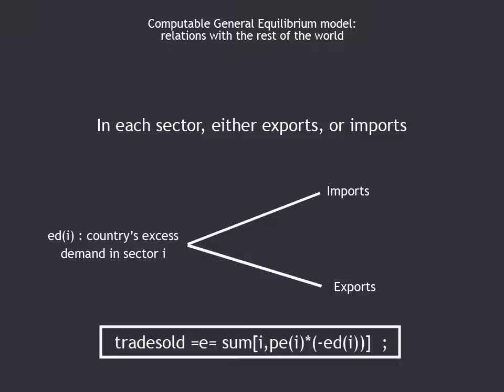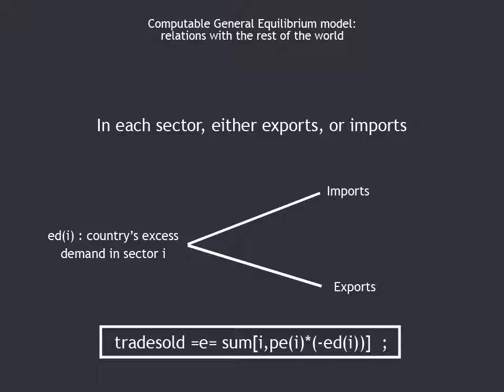And the foreign account, the trade balance, exactly, we should call it the balance in goods and services. So this equation is very simple, because it is trade balance equal to the sum over i of PE in sector i times minus ED in sector i.